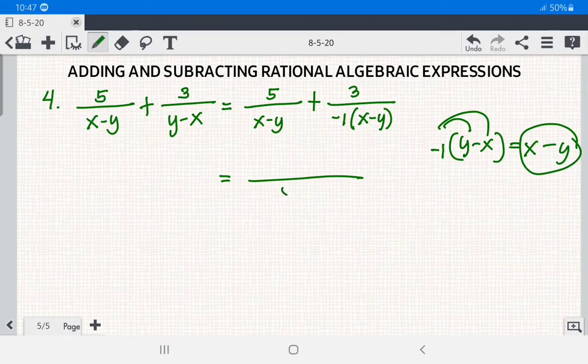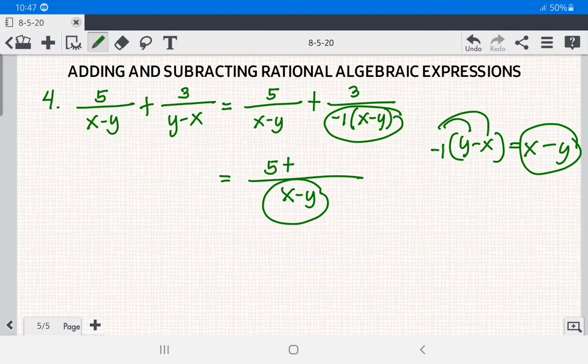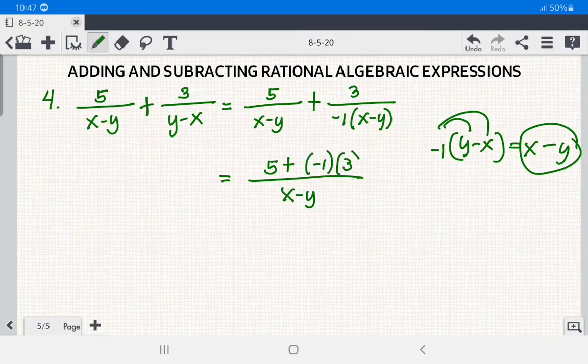Then, since they are now similar rational expressions because they have the same denominator, let us just copy x minus y. Then let us divide x minus y divided by x minus y. So that is 1, right? Times 5, we have 5. Then plus x minus y divided by x minus y. So that is 1, right? Times negative 1. So that is negative 1.